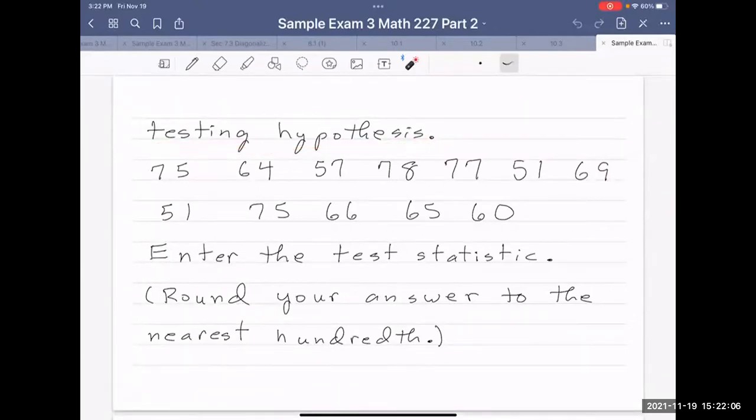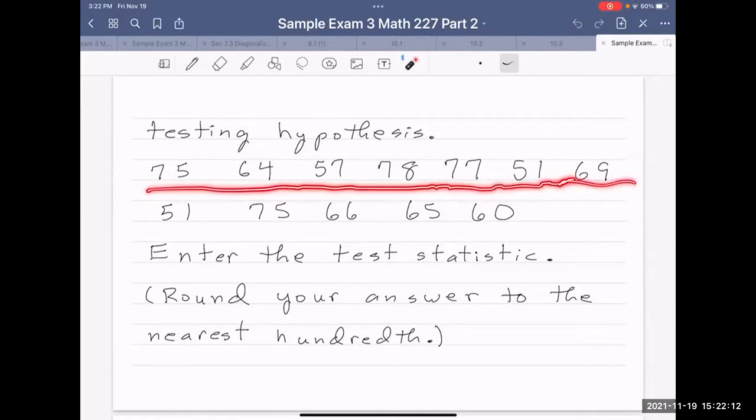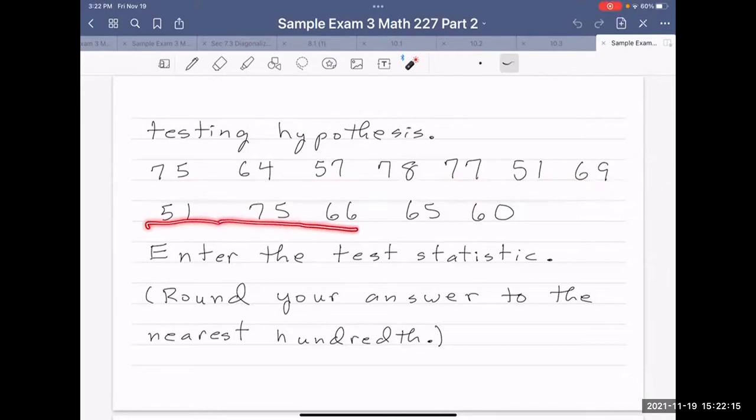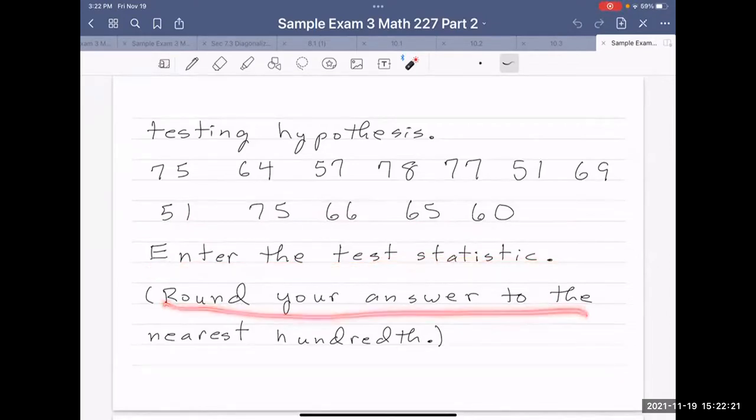So we have here 75, 64, 57, 78, 77, 51, 69, 51, 75, 66, 65, 60. Enter the test statistic, round your answer to the nearest hundredth.